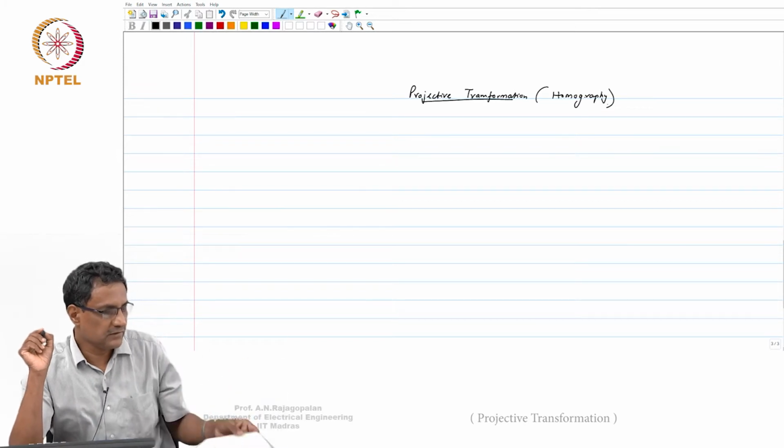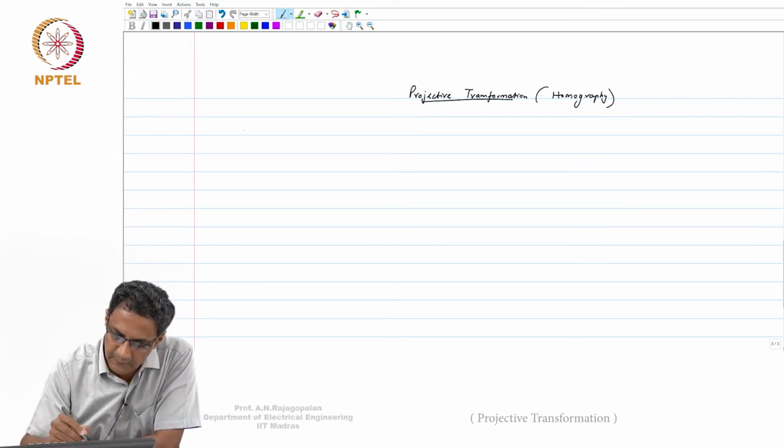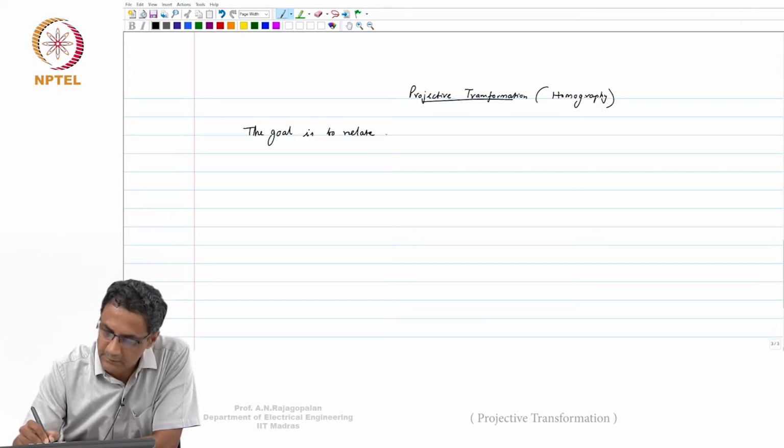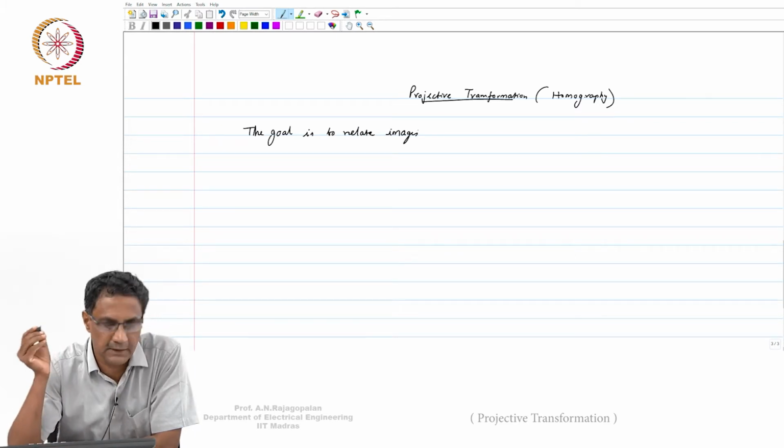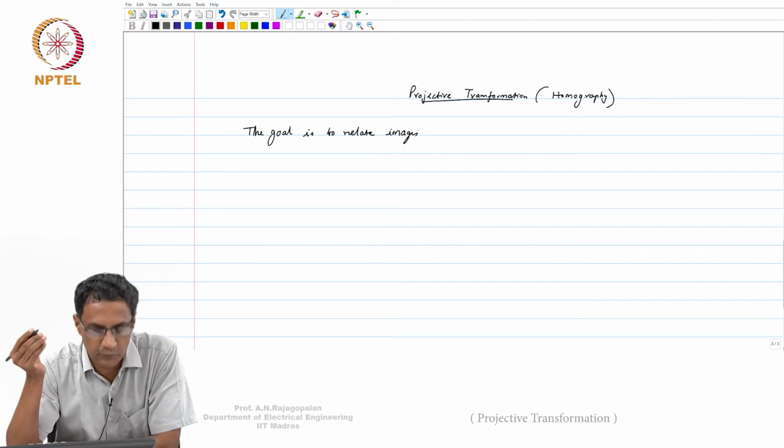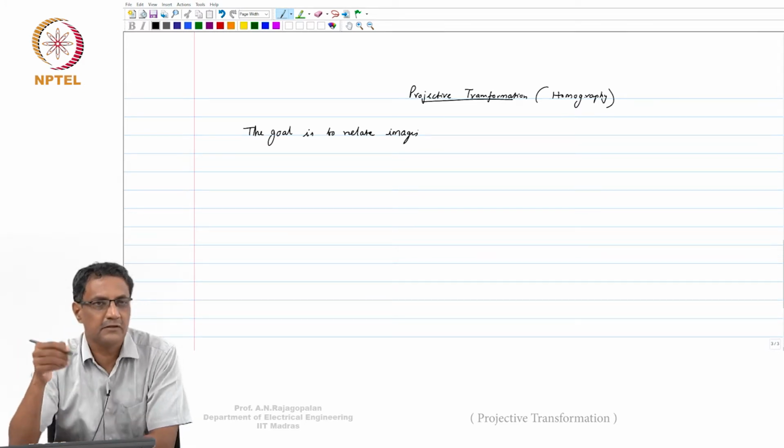Okay, now the goal is like this. Let me write down what the goal is. Why are we doing this? The goal is to relate images of a planar scene. Now I'll start with a planar world. Like I told you, a planar world is actually a nice world. Planar does not mean it has to be fronto-parallel.